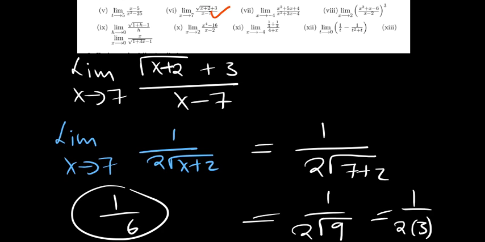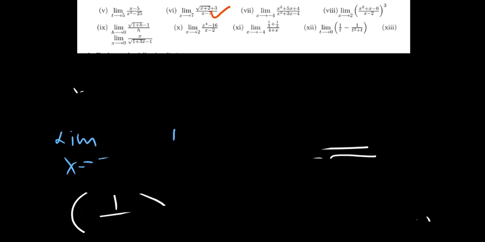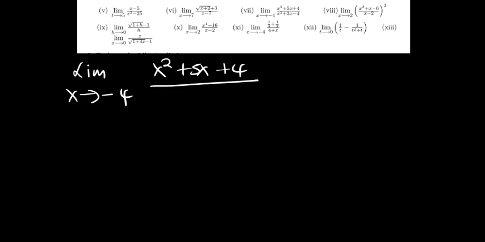Okay, let's move on. With what we've learned so far, feel very free to pause the video and just try out the next question. So how do you handle the limit as x approaches negative 4 for x squared plus 5x plus 4 over x squared plus 3x minus 4? How do you handle this one?